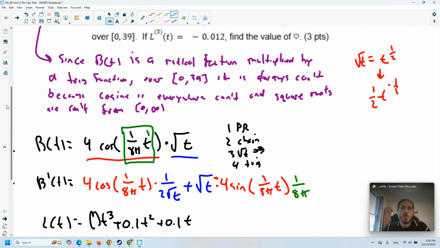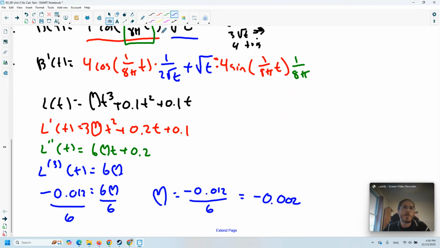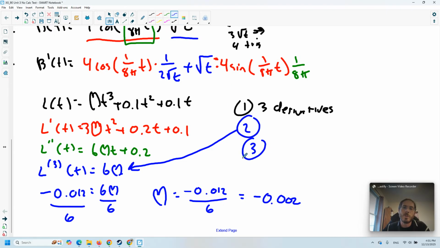So this one was worth 3 points. So 3 points were first to understand that we have to do 3 derivatives. So point number 1 comes from just taking the third derivative. So attempting to do 3 derivatives is the first point. The second point is you need the correct third derivative. So point number 2 is we need to get to here. And then point number 3 comes from our final answer. So if you got to there, that's where the third point comes from. So that's how to get all 3 points on that question. So that's that one. Pretty cool.